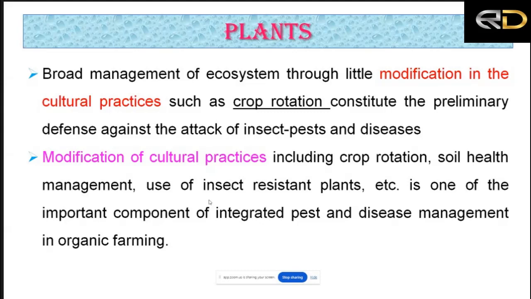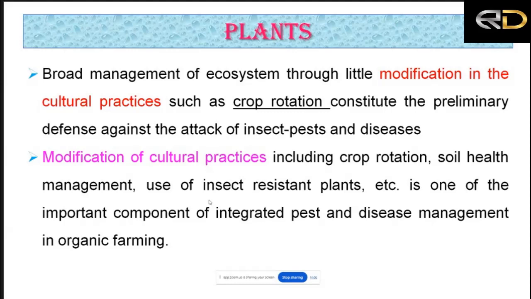So we should make our system or body a healthy one. In that case, that long term process is a preventive measure. So these preventive measures we should be following by modifying some of the cultural practices. Like we know, these cultural practices are all kinds of activities that we are doing while we are trying to grow a crop.